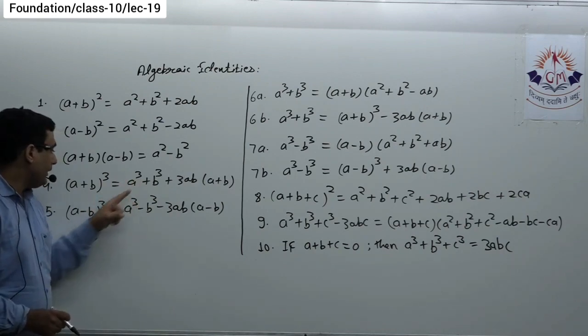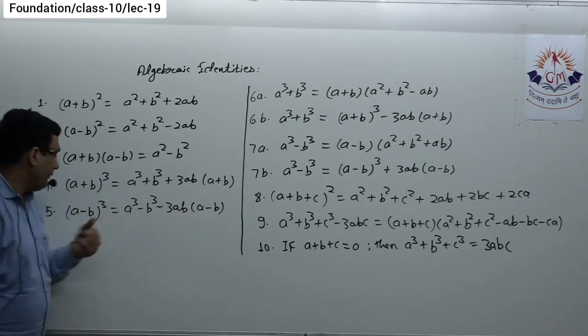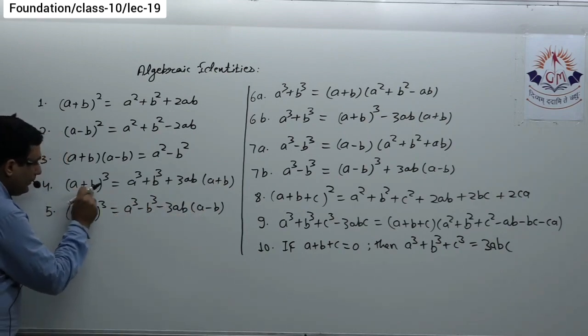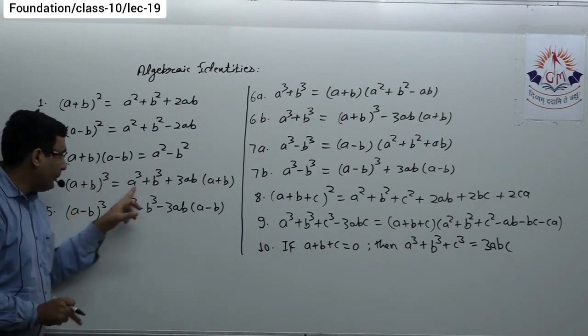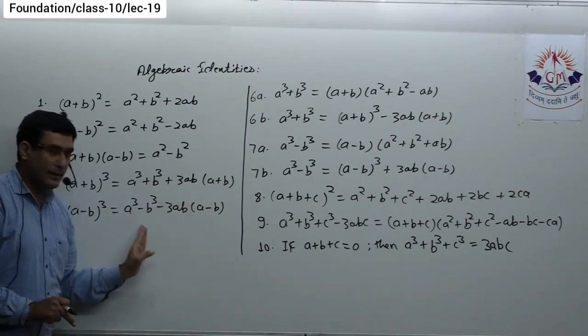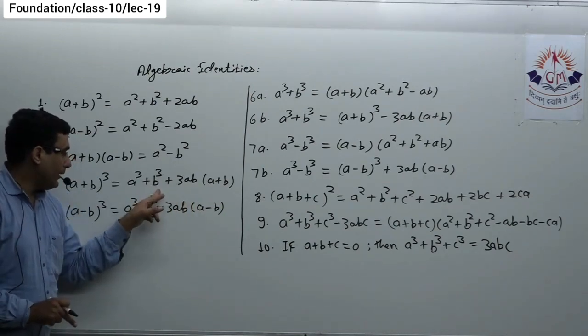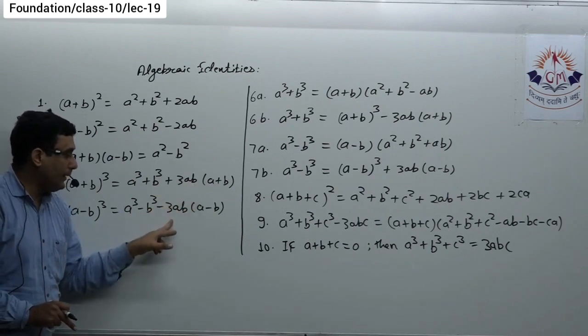See, simply what I did, except the first term, all remaining terms become negative. Or in other words, you can see here b is positive, here b is negative. So wherever we find b in this identity, if we take it negative, we'll get the other identity. So instead of plus b cube, it becomes minus b cube. Here it is b, so minus sign, so minus 3ab.